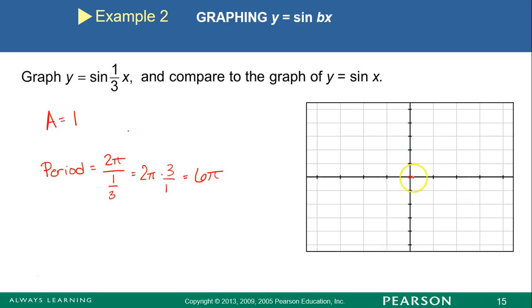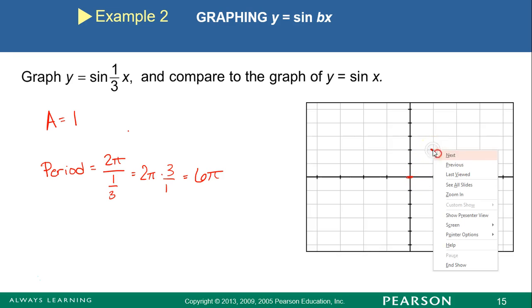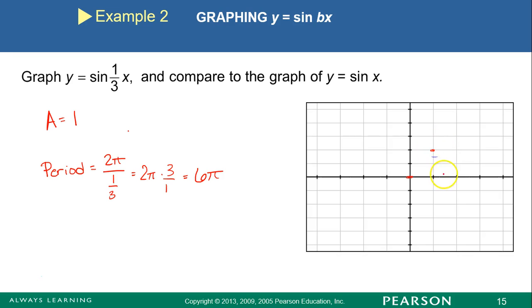So I'm going to say we're going to have the same thing. We're going to have a maximum here, a minimum, or another x value, x-intercept here, a minimum here, and then here. One full sine wave at this point represents 6 pi.